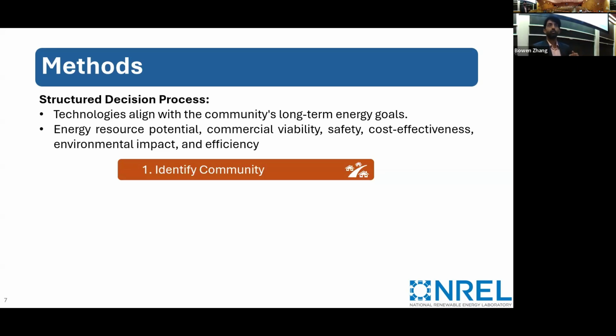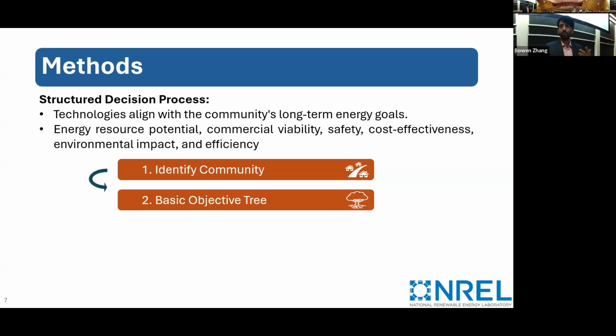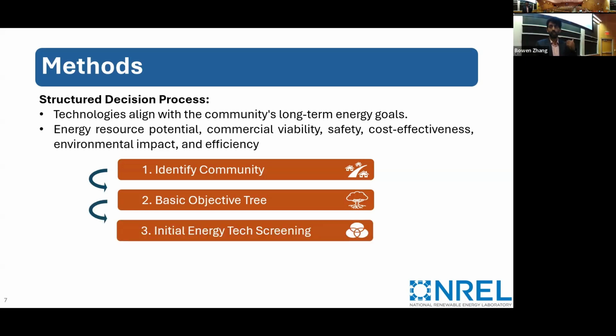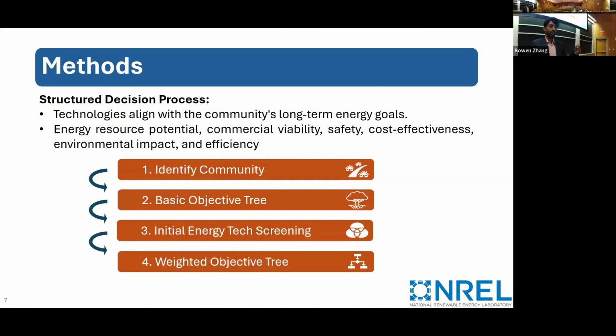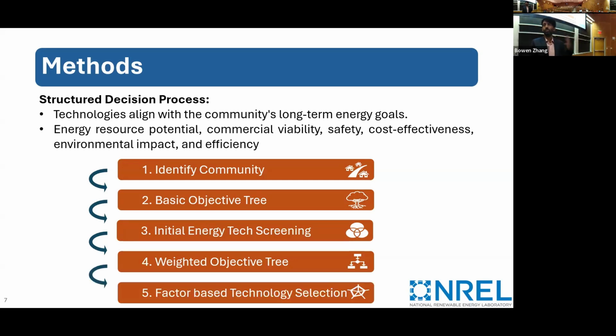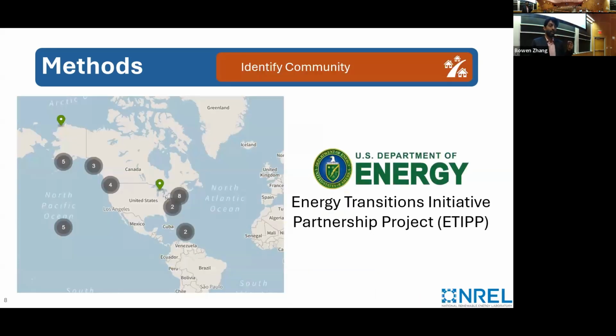So the first task for this framework is to identify the community. Then you have to define the main objective of what you want to be there in the particular remote community. Then it does the initial technology screening by itself, depending upon the priority given to each objective. Then it will develop its own weighted objective tree, where you need to provide the weightage to each objective which you have defined in the framework. And then it will compare all the technologies together depending upon the objectives you have defined for the remote communities.